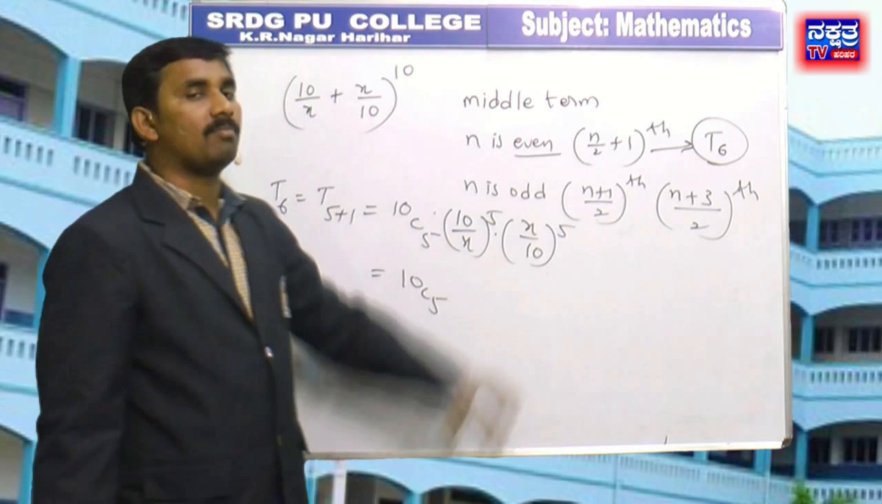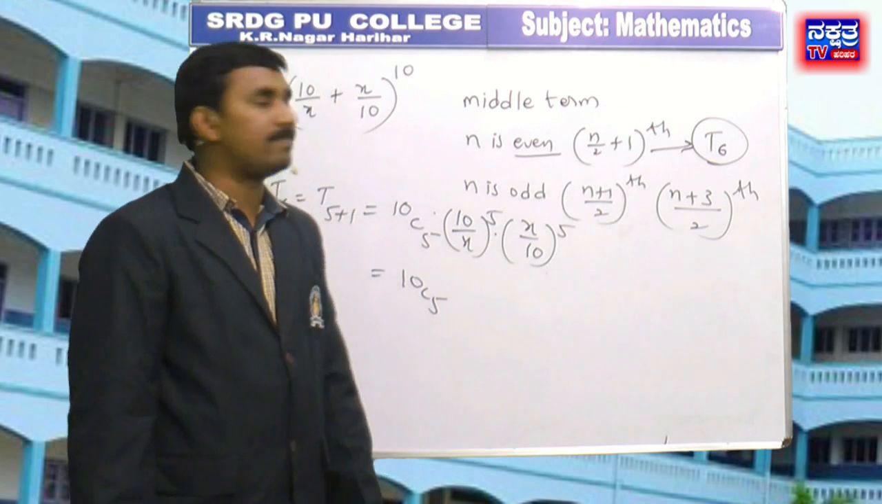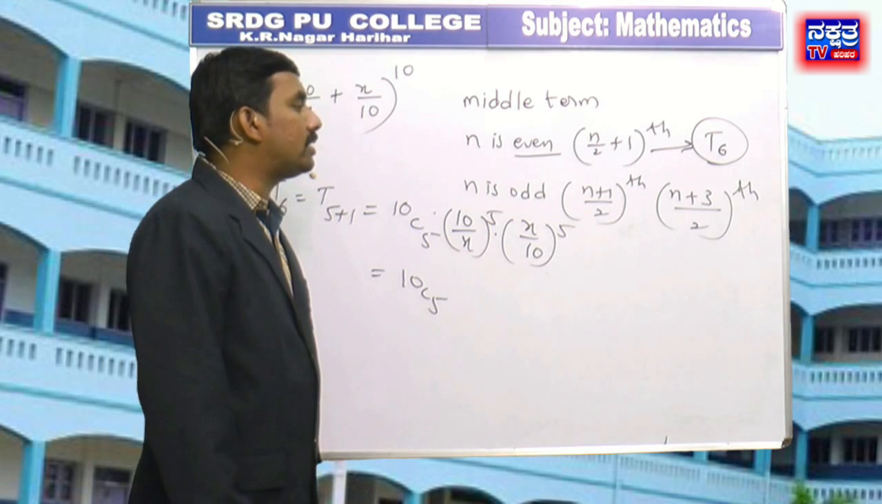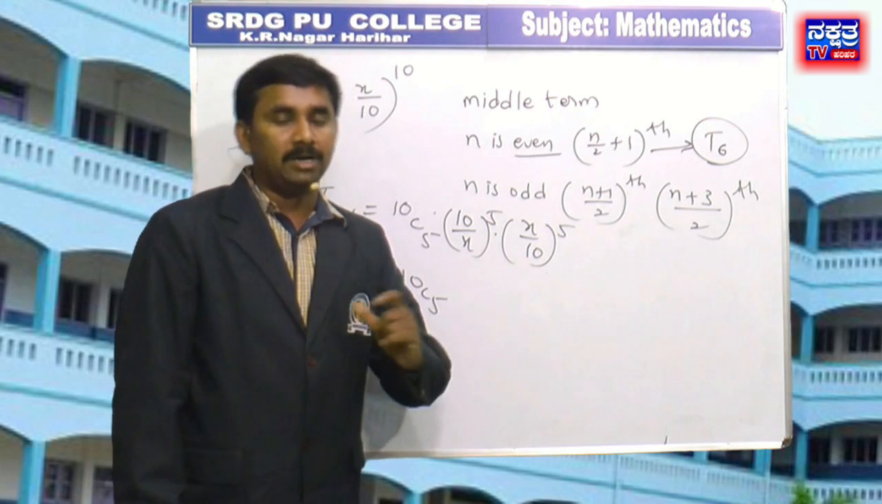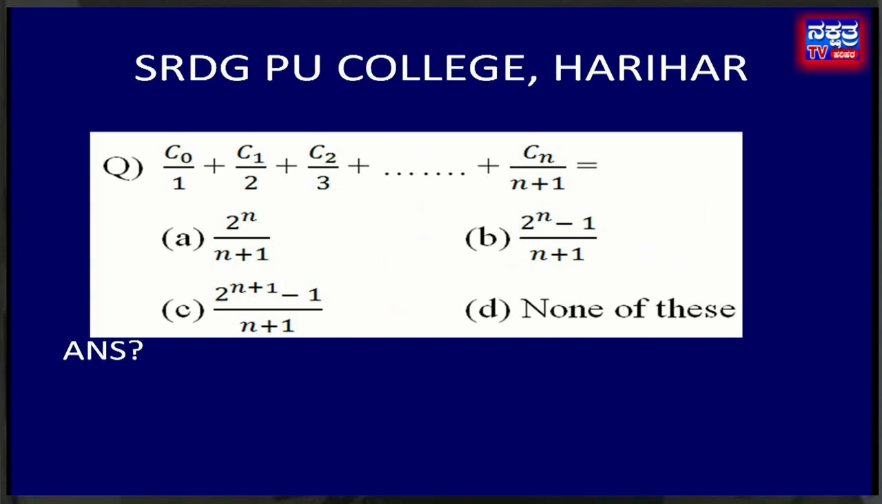So remember these two formulas. Middle term: if n is even, the n by 2 plus 1th term is the middle term. If n is odd, the n plus 1 by 2th term and n plus 3 by 2th term are the middle terms. What's the next question? C0 by 1 plus C1 by 2 plus C2 by 3 plus so on plus Cn by n plus 1 equal to: option A 2 power n by n plus 1, option B 2 power n minus 1 by n plus 1, option C 2 power n plus 1 minus 1 by n plus 1, option D none of these. What's the board?